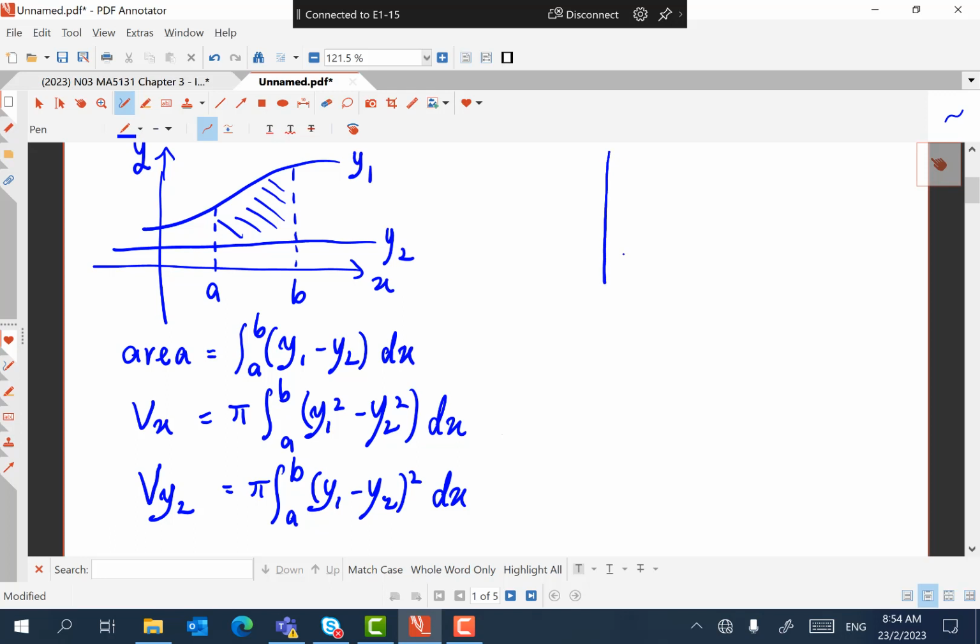If you have a graph like that, this is y1 and this is y2. And this time now, y2 is a vertical line.